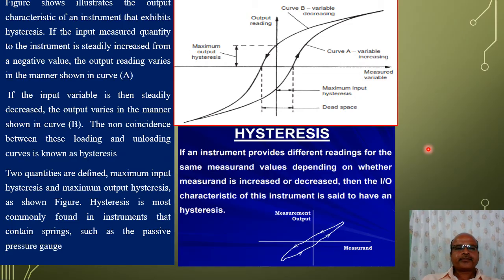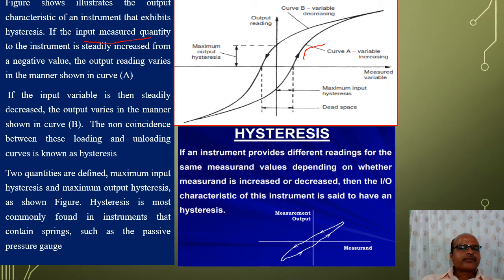Next, the figure illustrates the output characteristics of an instrument that exhibits hysteresis. If the input measured quantity to the instrument is steadily increased from negative values, the output reading varies in the manner shown in curve A. So this curve A is shown here.